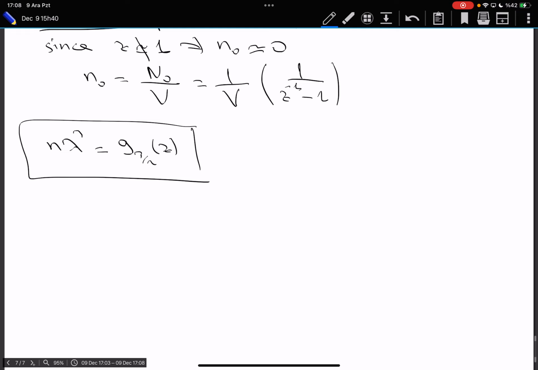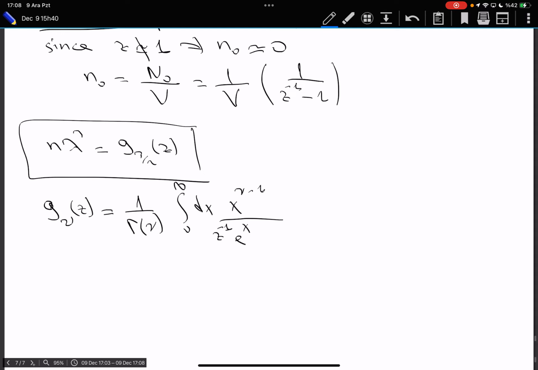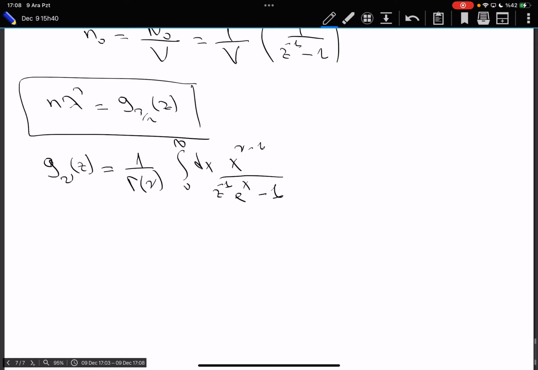Let's look at these functions, the g nu functions, and try to find an expansion of these functions when z is close to 0. The definition is 1 over gamma nu, integral from 0 to infinity dx x to the power nu minus 1 divided by z to the power minus 1 e to the power x minus 1. I can expand the integrand in terms of my small parameter z, not z inverse, but z.